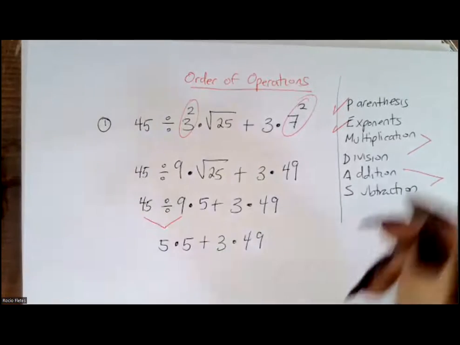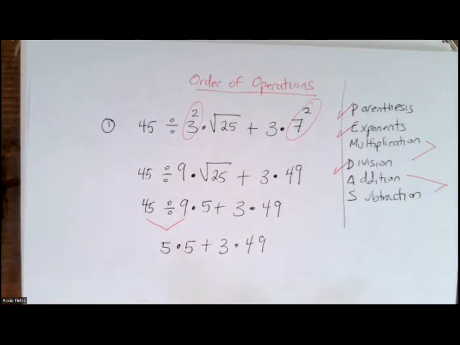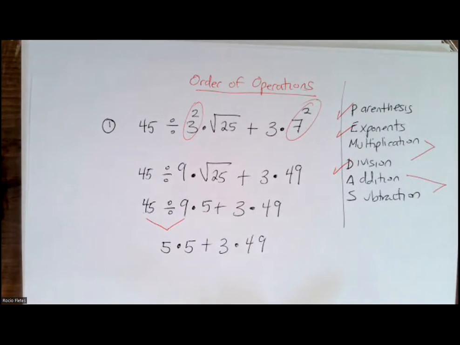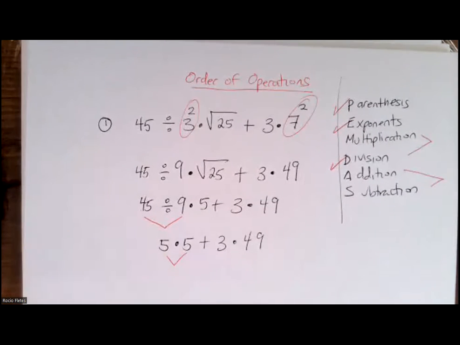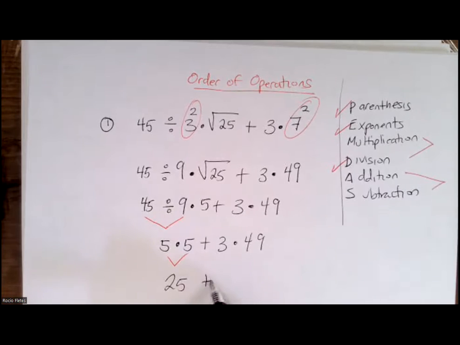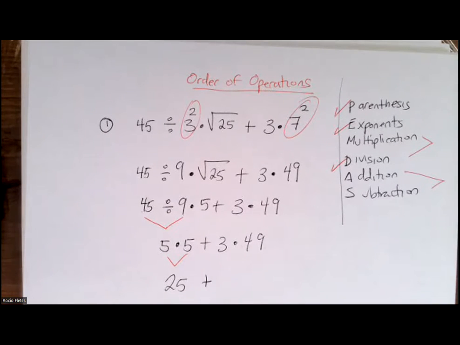Right, so division was done first before multiplication. And then you have multiplication and addition. So you're going to multiply first, and it doesn't matter which one you do, but you always do this from left to right. So 5 times 5 equals 25, right? Plus 3 times 49.